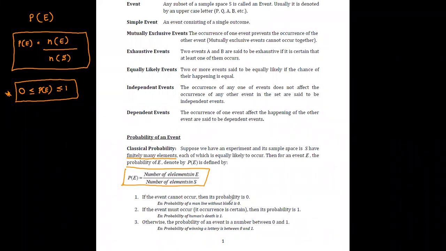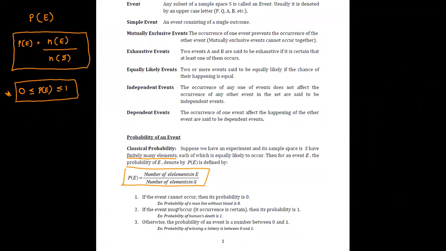In the next case, if you know that the event you are considering definitely happens, then the probability of such an event is 1. For example, the sun rising from the east. If you are considering the event of the sun rising from the east, then we know that the event of the sun rising from the east definitely happens. That is why we are saying that the probability of that event is equal to 1.